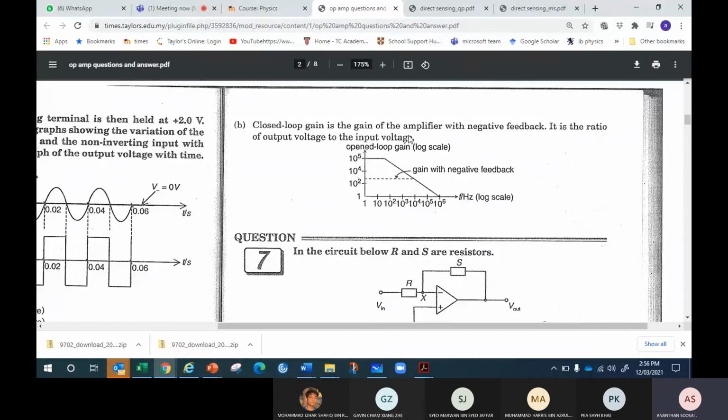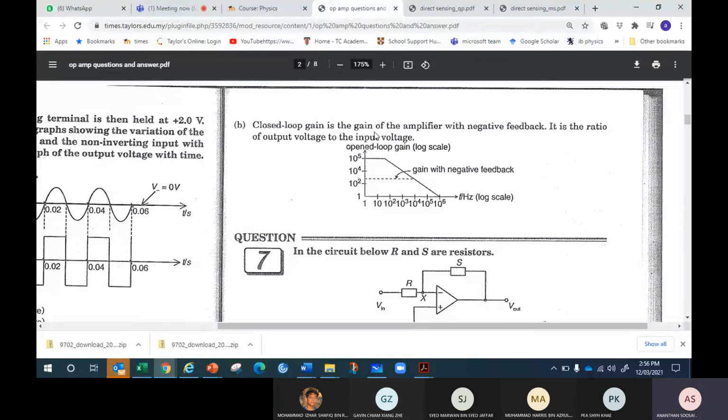This is the graph I explained to you. This is the gain versus the frequency graph. This is the original line of the ideal op-amp, which is the gain. So if you do feedback, the gain drops. So the dotted line, a new line, will form. So what happened? The bandwidth increases, greater bandwidth. Greater bandwidth, less distortion, more stability.